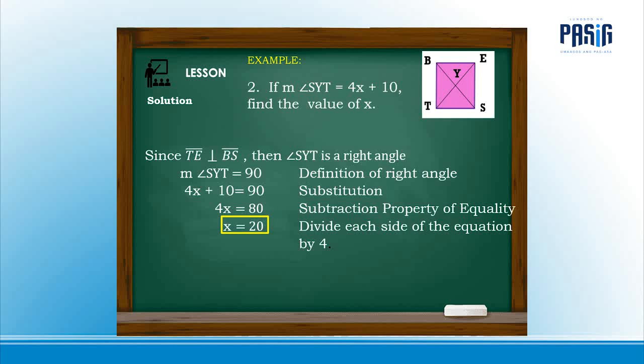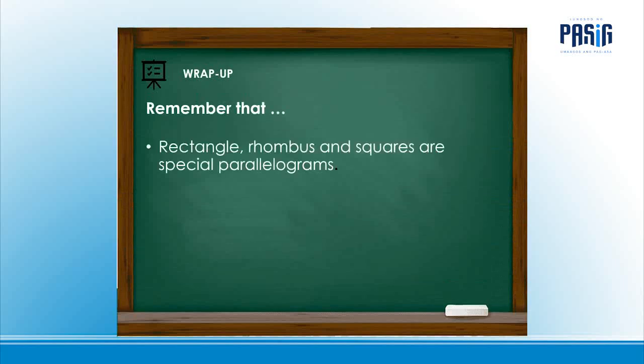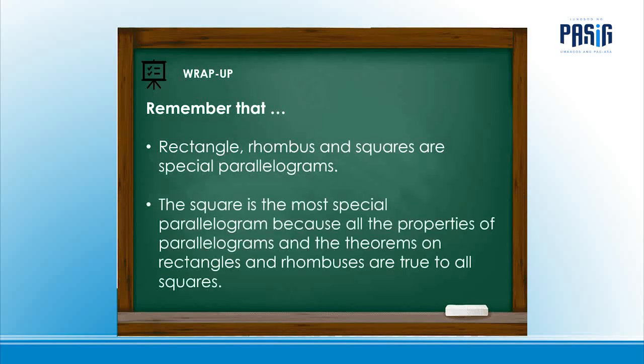Now let us have the wrap-up. And let us remember that rectangles, rhombuses, and squares are special parallelograms. Second, the square is the most special parallelogram because all the properties of parallelograms and the theorems on rectangles and rhombuses are true to all squares.